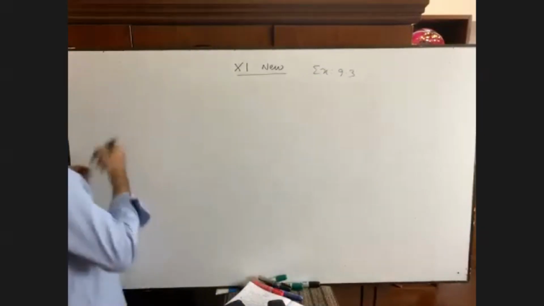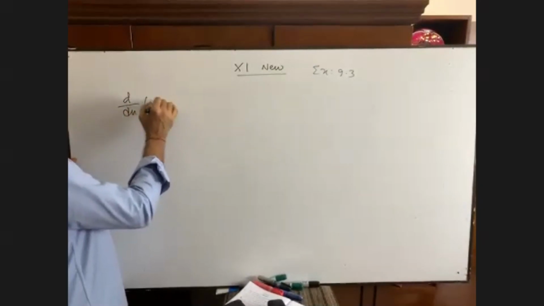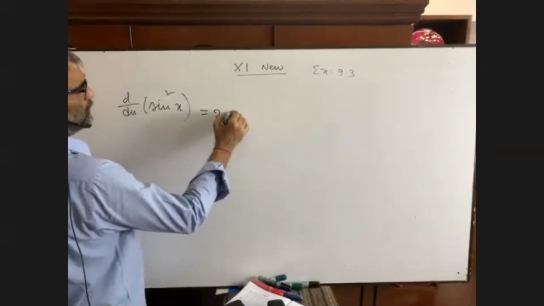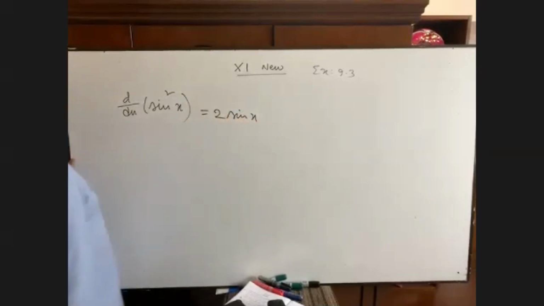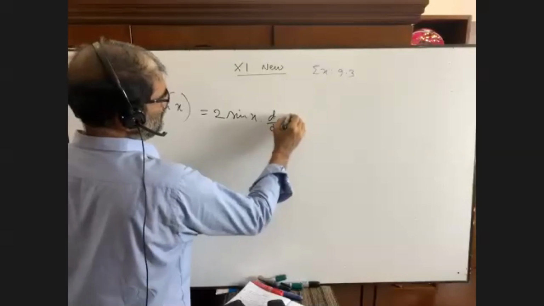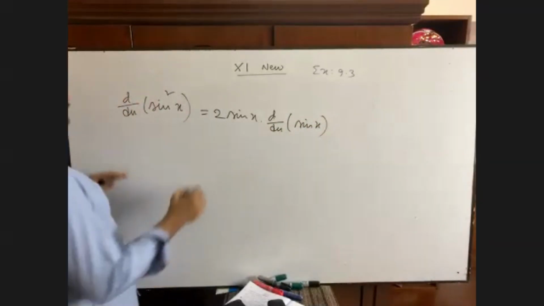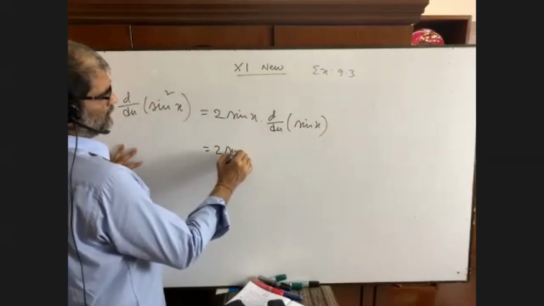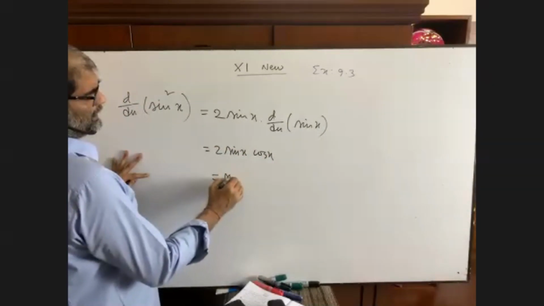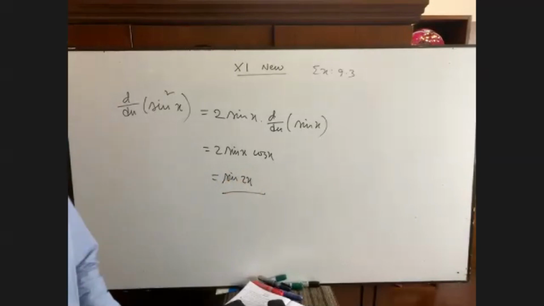Then sin square x. d by dx of sin square x. What will be here? 2 sin x, right? Then d by dx of sin x. So sin x equals to what? Cos x. 2 sin x cos x. It is in the formula, so we can calculate further. Sin 2x. Is it?